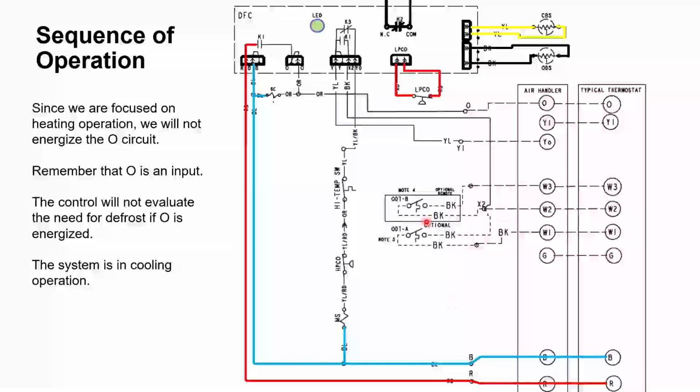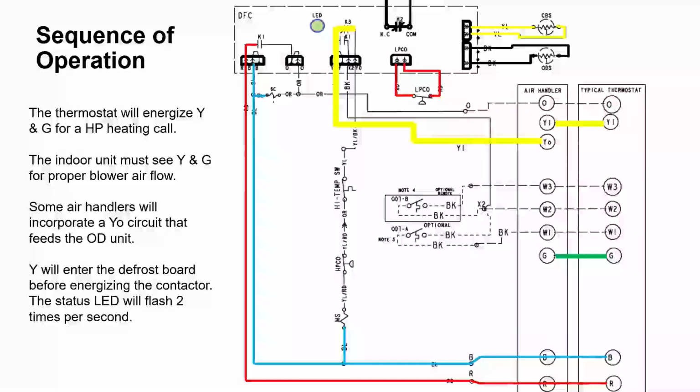All right. So we're not going to be focused on the O because O is for cooling. We're going to focus more on the Y circuit and the W circuits going forward. If we have 24 volts on O, the unit will never go into defrost because it's in cooling mode. So just remember, we energize the reversing valve in cooling mode.